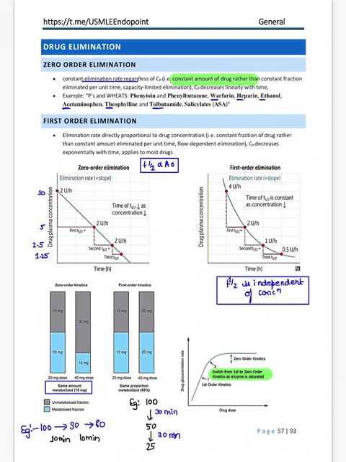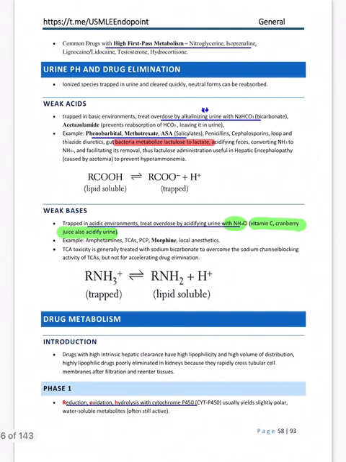This is the graph for zero order, that is constant, and here in first order, t half is independent of concentration. Whatever the concentration, it does not matter, the same fraction of drug will get eliminated. When you give a drug initially, it follows first order kinetics, but when the enzymes get saturated, it switches to zero order kinetics.